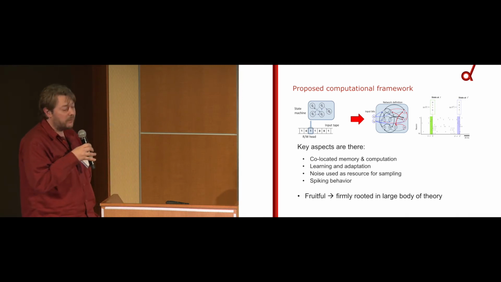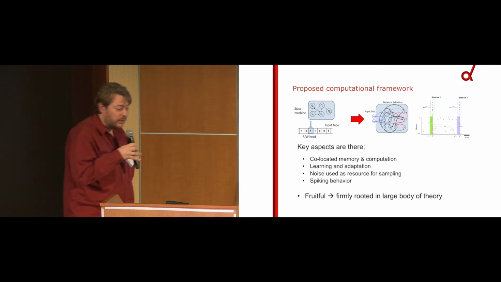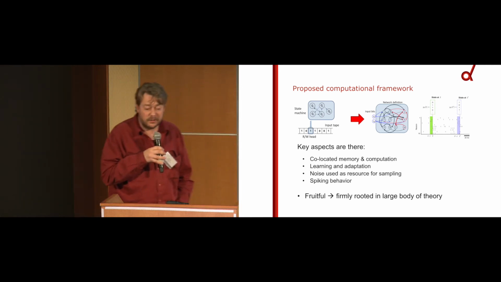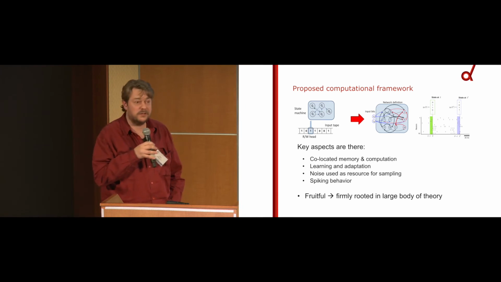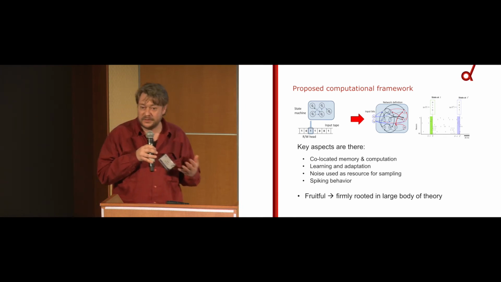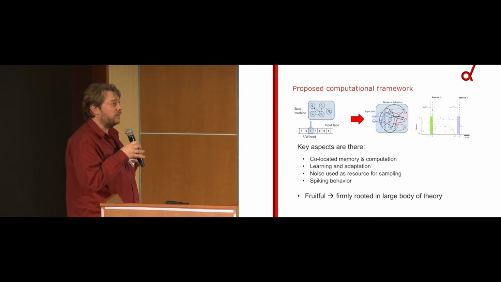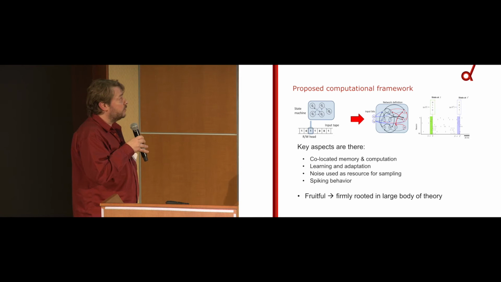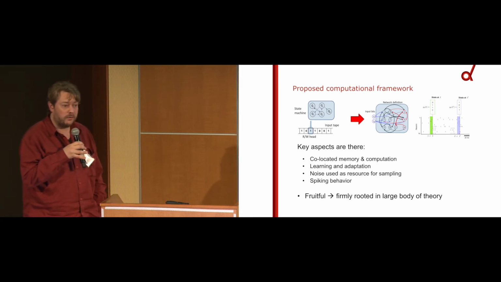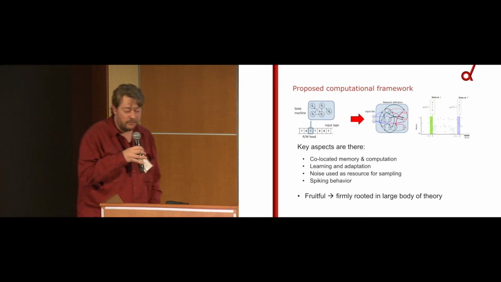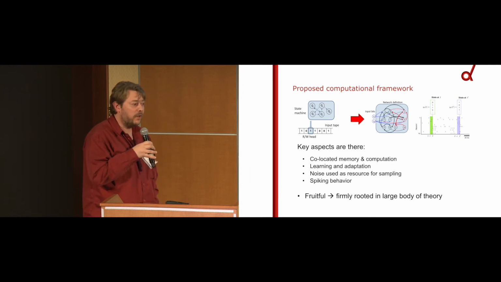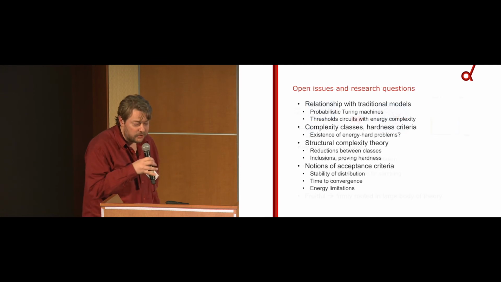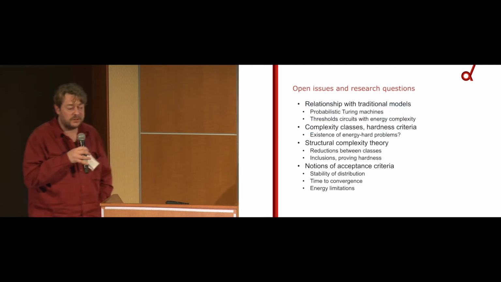The key aspects of these neuromorphic machines are here. There is collocated memory and computation. There is learning and adaptation, as well as training and programming going on. Noise can be used as a resource for sampling, and there is spiking behavior. So the absence of a spike and the presence of a spike are different, and that is useful for our paradigm. It's also fruitful that these spiking neural networks are firmly rooted in a large body of theoretical work in computational neuroscience.